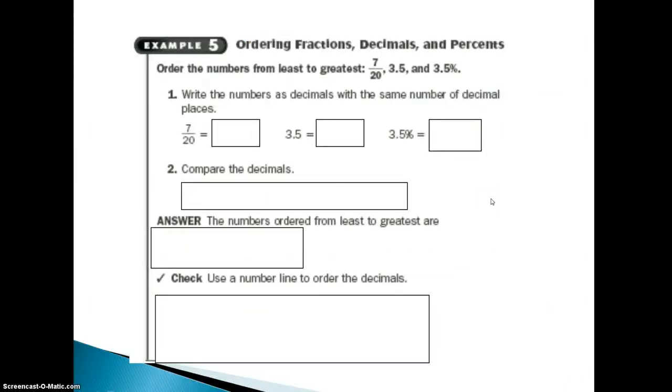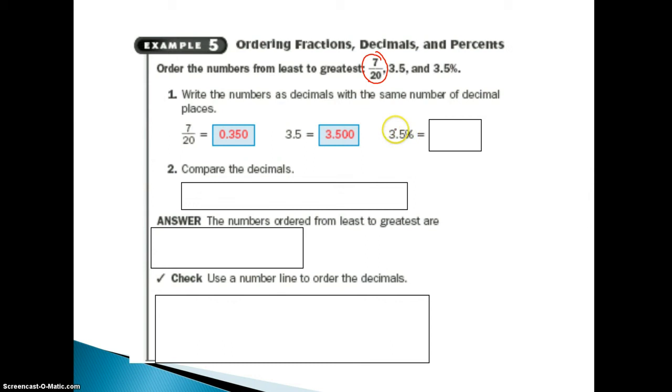In example 5, we're going to order the fractions, decimals, and percents. In order to do that, we need to write the numbers as decimals with the same number of decimal places. So let's start by changing 7/20 into a decimal, and it's going to be 0.35, and we're going to add a 0, and I'll tell you why in a second. Because 3.5 is already a decimal, and we're going to change it to add 2 zeros at the end.